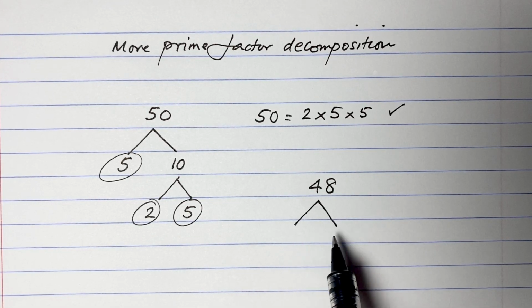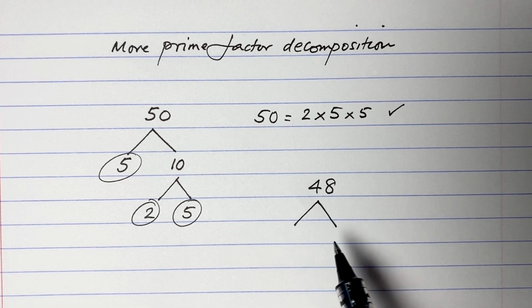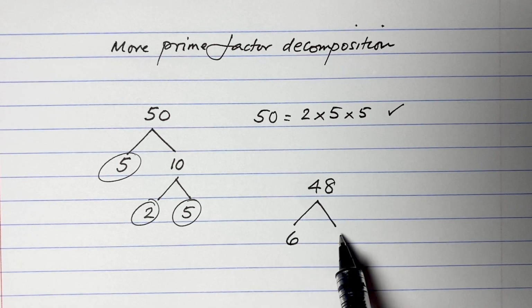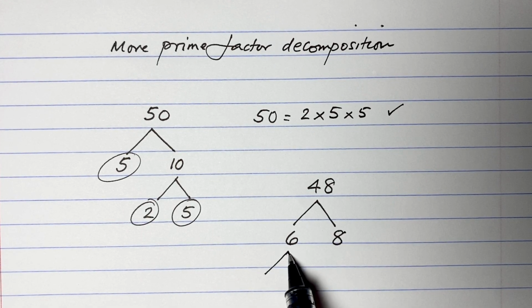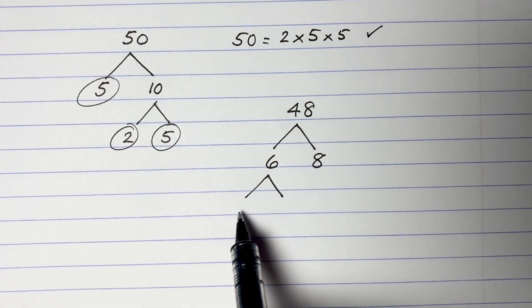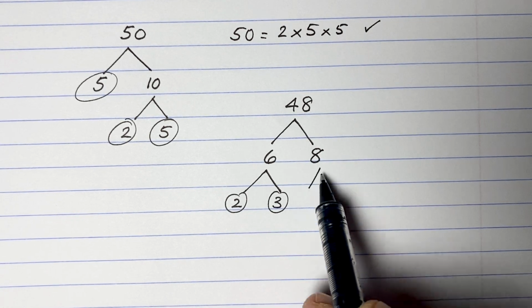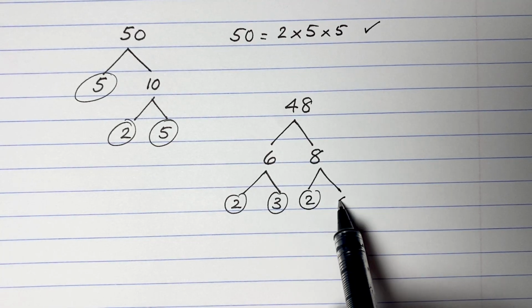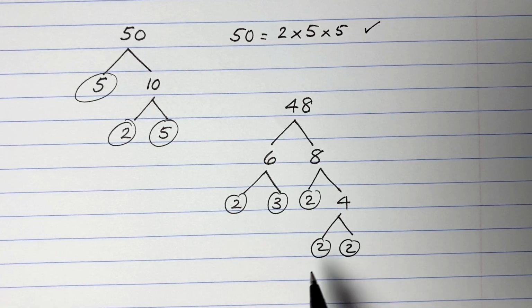Let's do 48. Any two numbers. 6 times 8, or 2 times 24, or 12 times 4. So let's do 6 times 8. It makes no difference as long as they multiply to give you 48. 6 and 8, none of them are prime numbers. 6 can be written as 2 times 3 because they're both prime numbers. I'll put the circle around. 8, 2 and 4. 4 is not a prime number. I write it as 2 times 2.